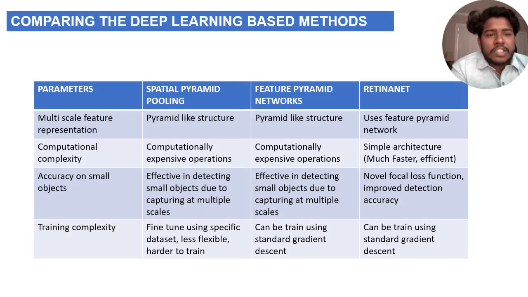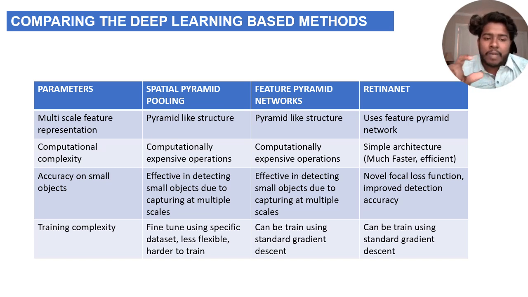Moving on to the last slide of the PPT, where I did some comparison between the deep learning based detection methods. There are three methods: spatial pyramid pooling, feature pyramid networks, and RetinaNet. I compare them on four parameters. On the multi-scale feature representation, SPPNet and FPN both have a pyramid-like structure. Also, RetinaNet also has a pyramid-like structure. So the methods are similar in this manner.